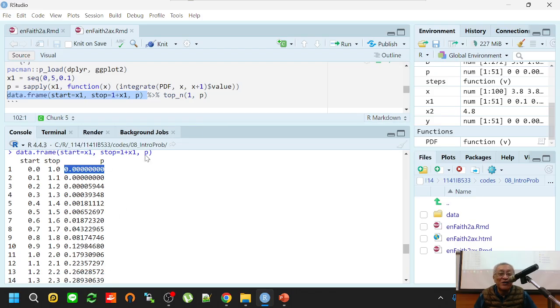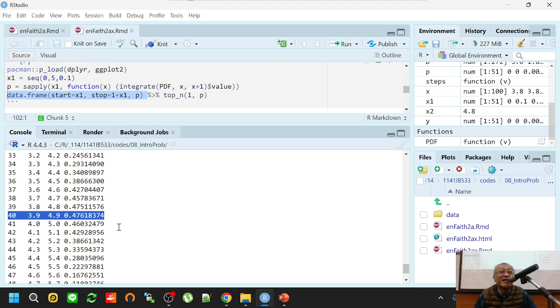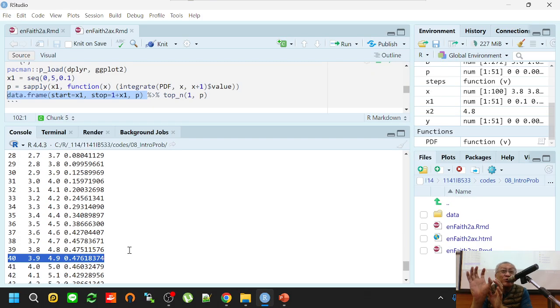Within this data frame, we simply choose a 1 minute period which has the highest probability, which, as we see, is this one, from 3.9 to 4.9, and it has the highest probability of 0.476, right?